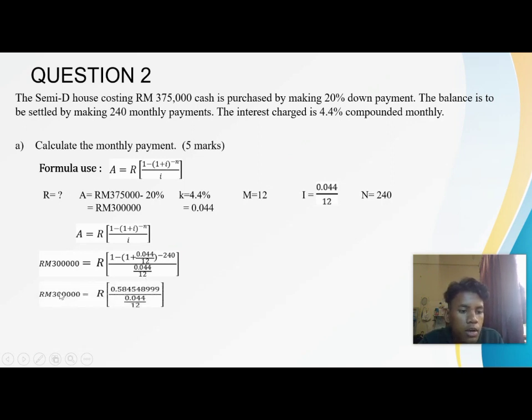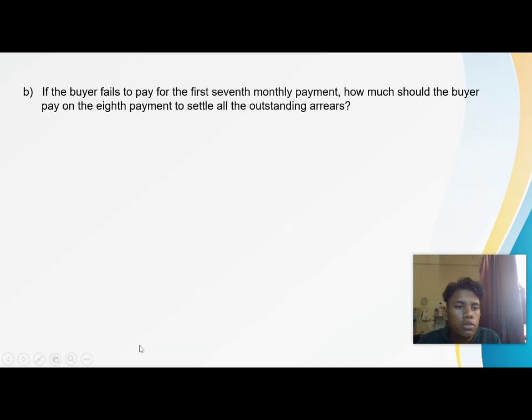So RM300,000 equals R open bracket 0.584548999 divided by 0.044 over 12. So it will become R equals RM300,000 divided by 159.4224543. So we will get the answer, which is R equals RM1,881.80. Let's move on to question B.